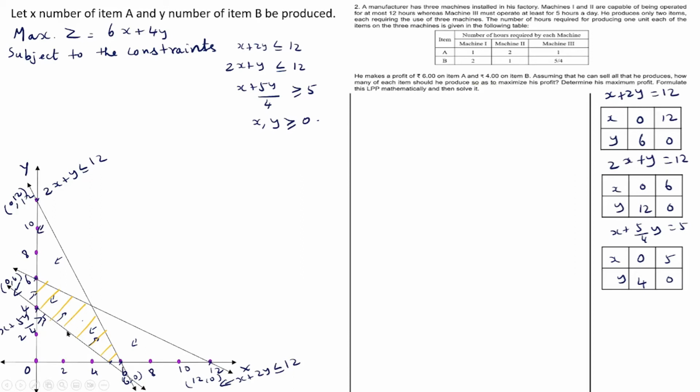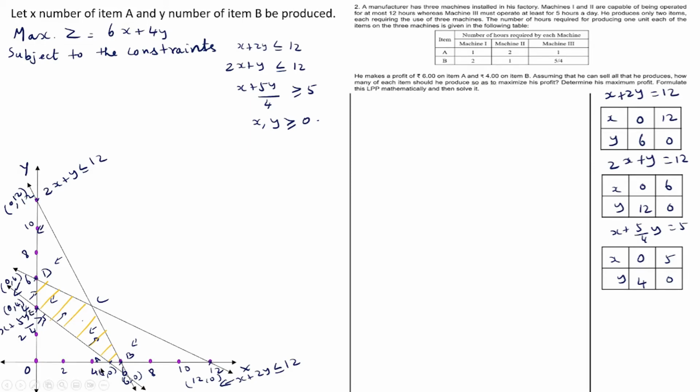Now we need to know the coordinates of all these points. We know the coordinates of this point, it is (6, 0), and this point is (5, 0). The coordinates of this point are (0, 4), and we do not know the coordinates of this point. So let us mark the corner points first. The corner points are A, B, C, D and E.